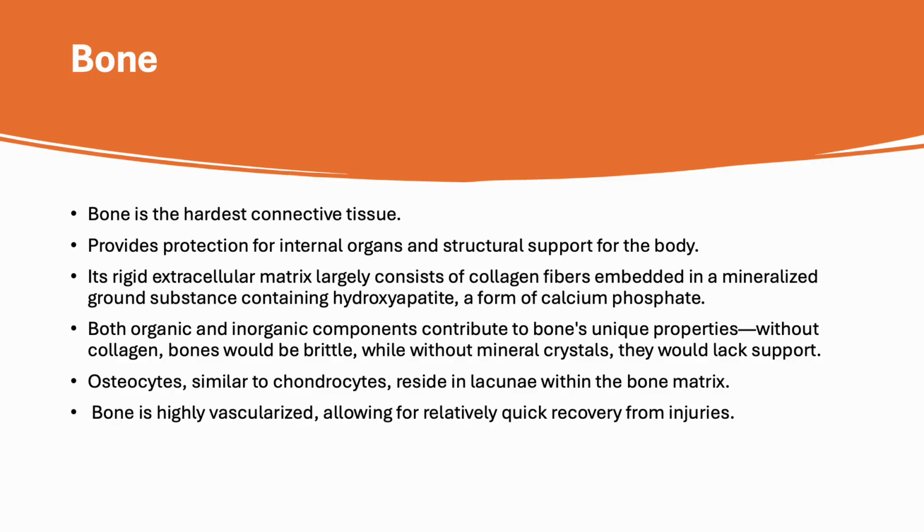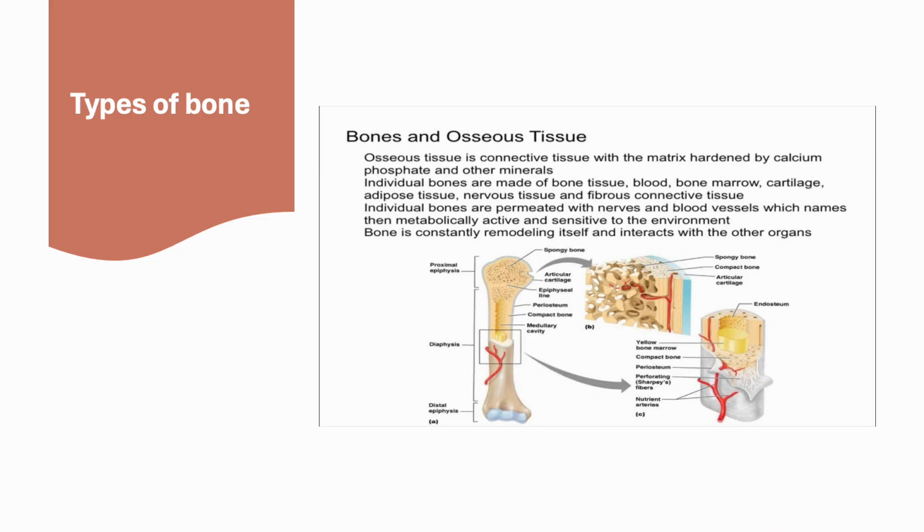Osteocytes are also part of the bone cells. They reside in lacunae within the bone matrix. The bone, unlike the cartilage, is highly vascularized, allowing relatively quick recovery from injuries. We have two types of bones: compact, which is hard, and spongy, which is soft. But they are all found within the same bones. Some parts of the body have spongy bone and others have hard, compact bone.